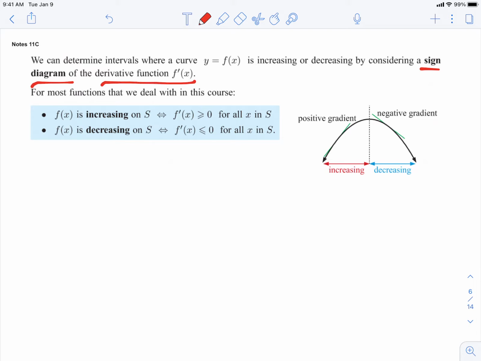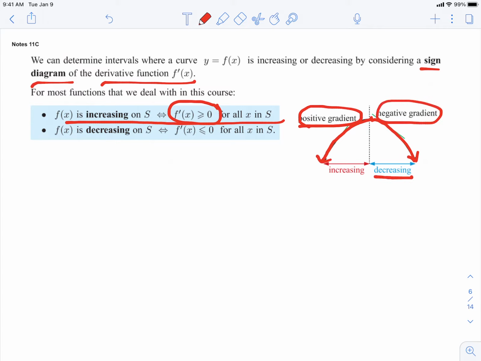When we look at this graph off to the right, it's increasing in this region and has a positive slope. So the notation we're going to use is that the derivative function is going to be greater than or equal to 0, because our gradient is our slope. Moving to the right, this is decreasing. It has a negative slope. So we write that the derivative function is less than or equal to 0 for all x's, because the slope is negative.